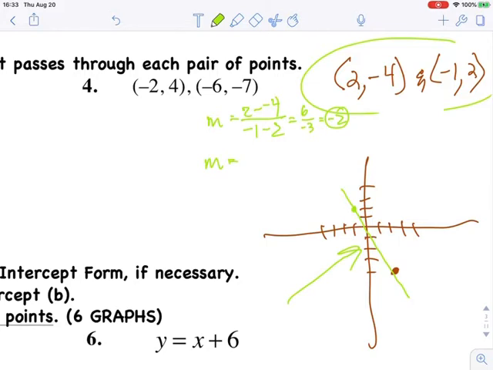Note, you can also go the other direction. You could do this minus this. Just got to maintain the right order. So you have negative 4 minus 2. That's the change in y. And the change in x is 2 minus negative 1. Notice what happens. This is negative 6 over positive 3, which amounts to negative 2. So have confidence you can go both ways.